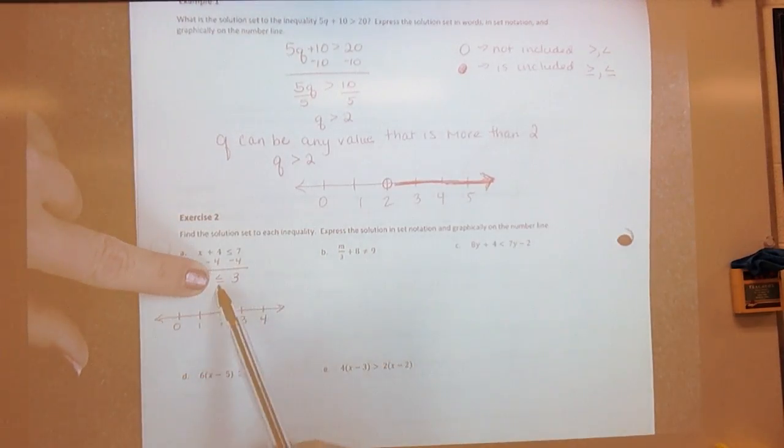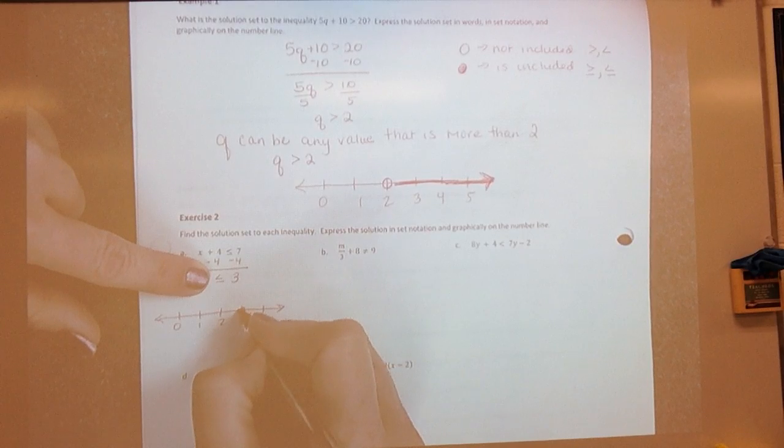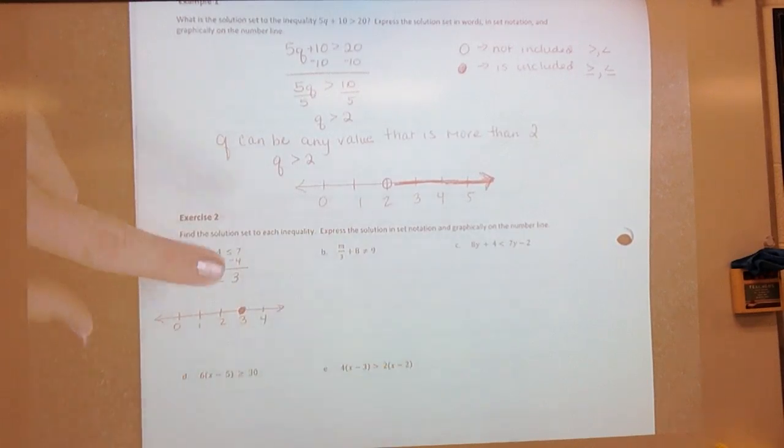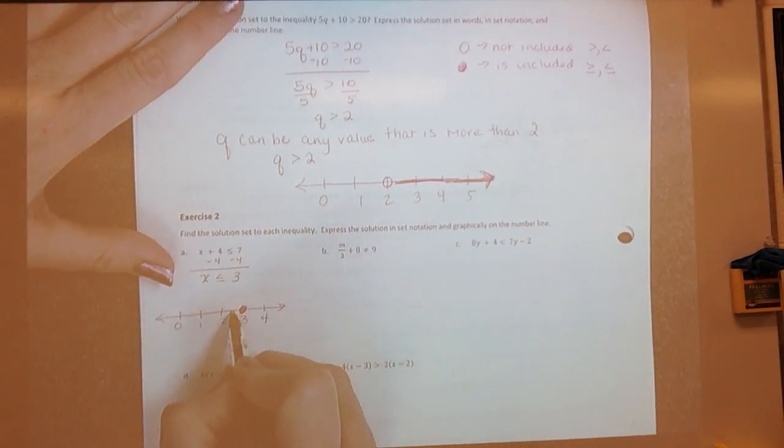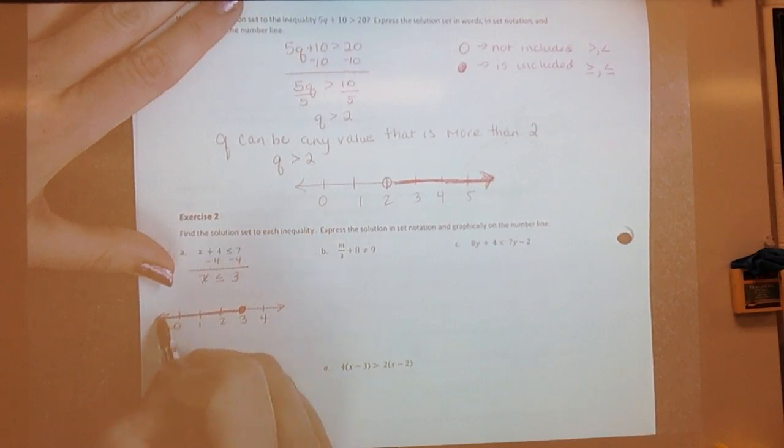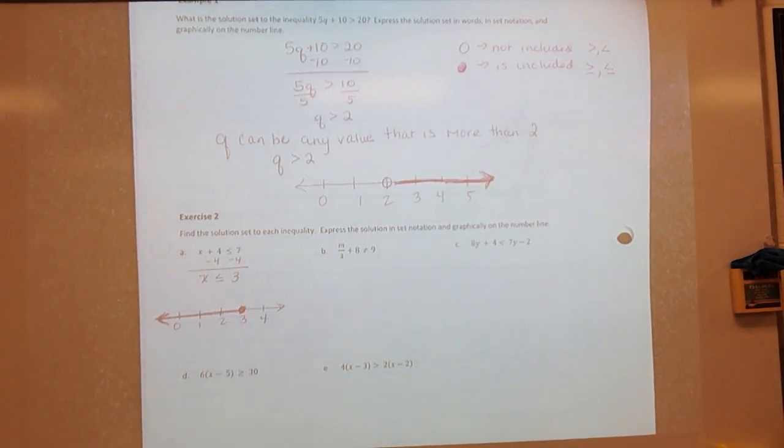Notice it is included, so I'm going to put a closed circle at 3. And I need to shade everything that is less than 3. So I'm going to shade this way.